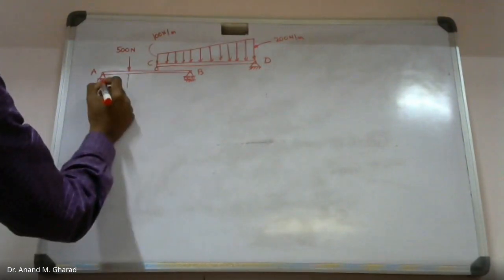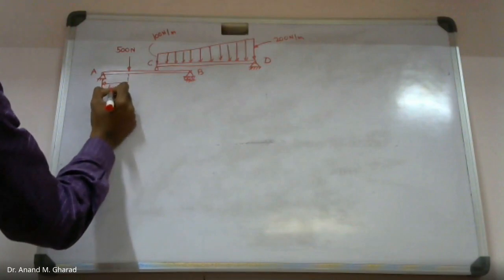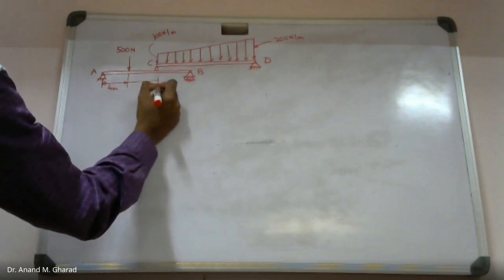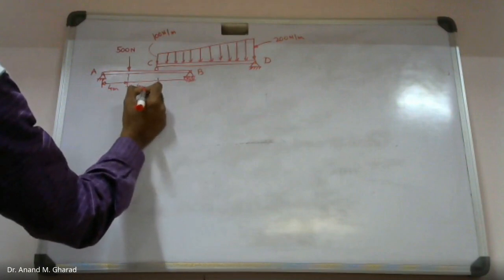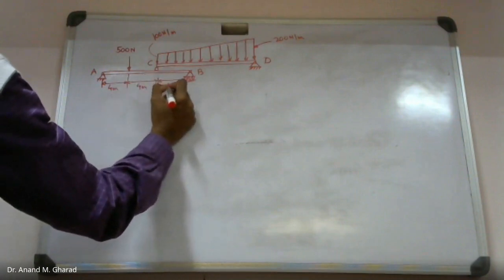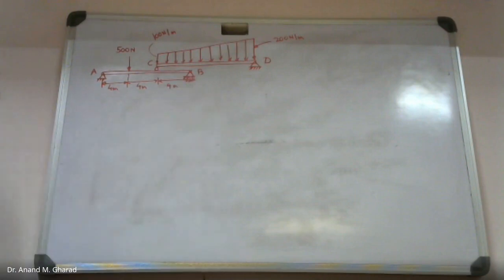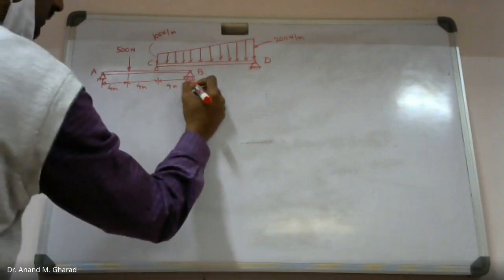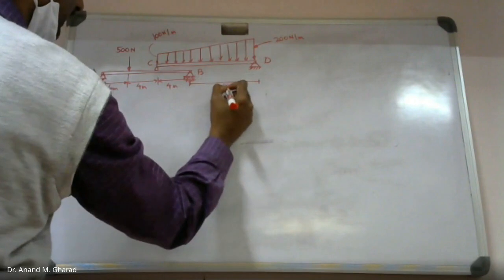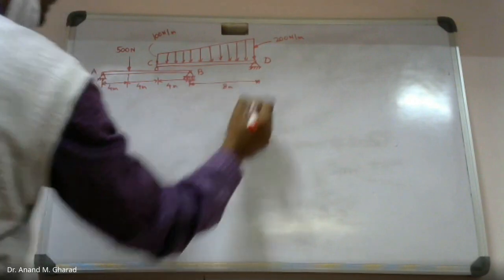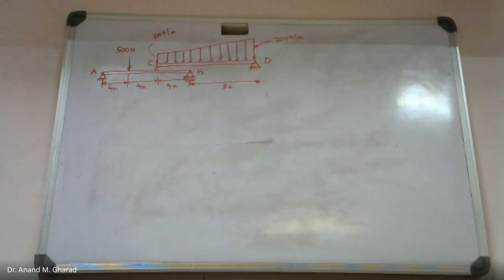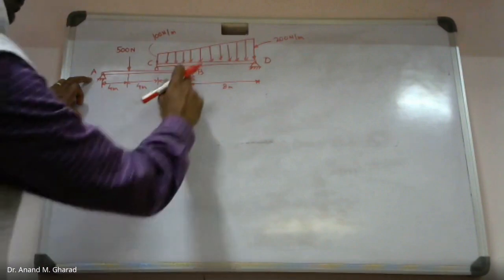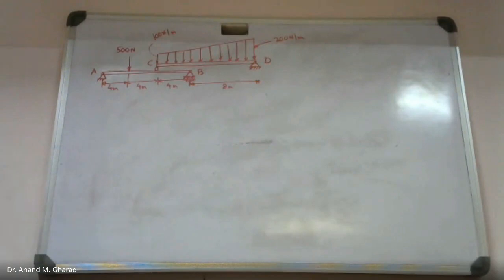Distances mentioned are 4 meter, then 4 meter, then 4 meter. From here to here, this is 8 meter. This is what is given. You are supposed to identify the reactions at A, B and D. So in this numerical, as you can see, there are two hinges.